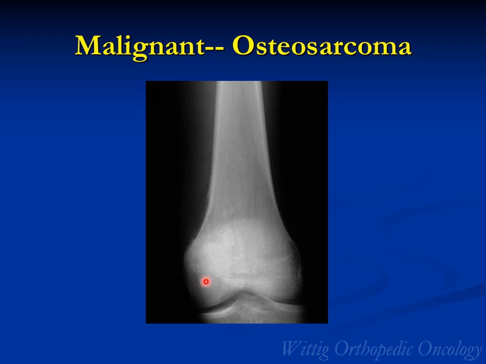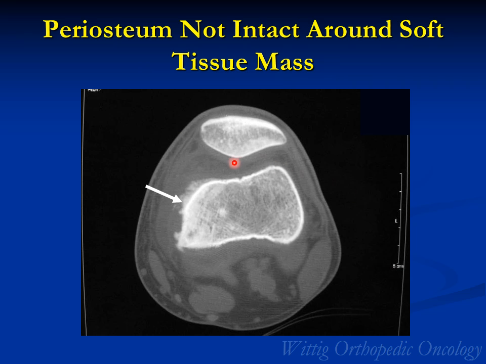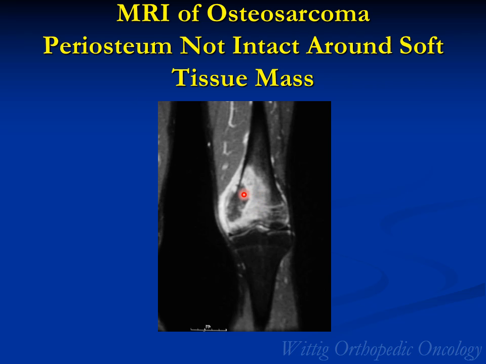On the other hand, here's a malignant appearing tumor. There's a permeative lesion in the distal femur. It's extended into the soft tissues, and here is our periosteal reaction, or our Codman's triangle, which is a worrisome periosteal reaction. Here's a CAT scan of the same lesion, and here's the growth of the tumor into the soft tissues with ossification in the soft tissues, and there is no periosteal reaction around this lesion in the soft tissues. Here's the MRI of this osteosarcoma, and the periosteum is not intact around the soft tissue mass.